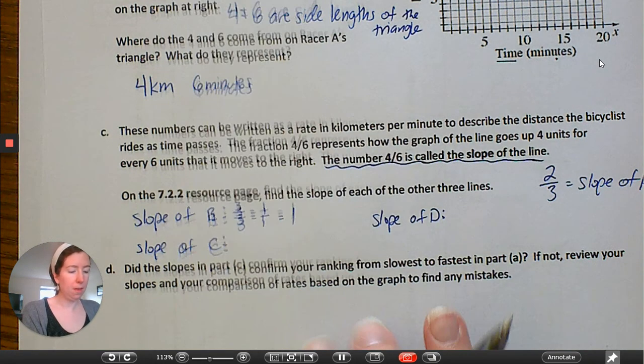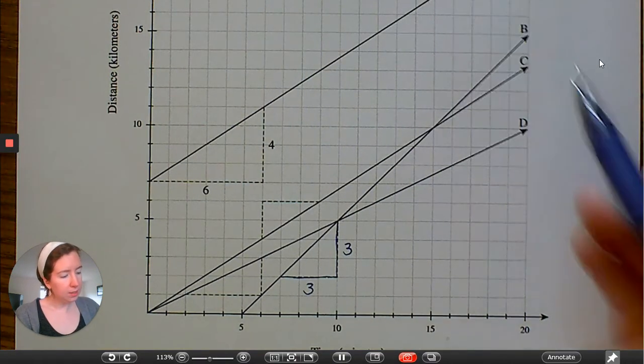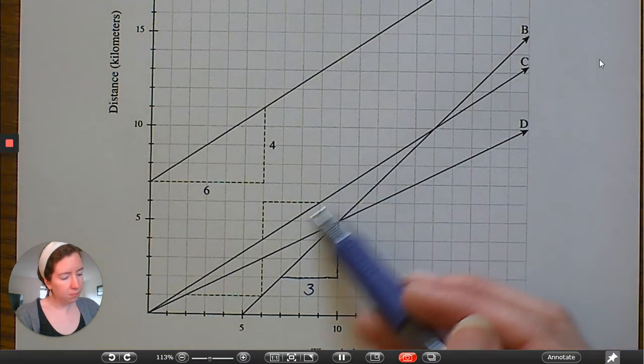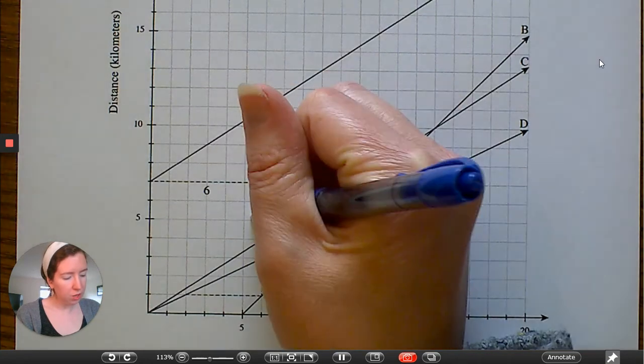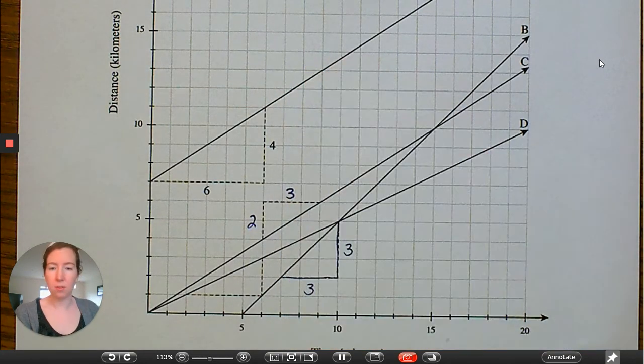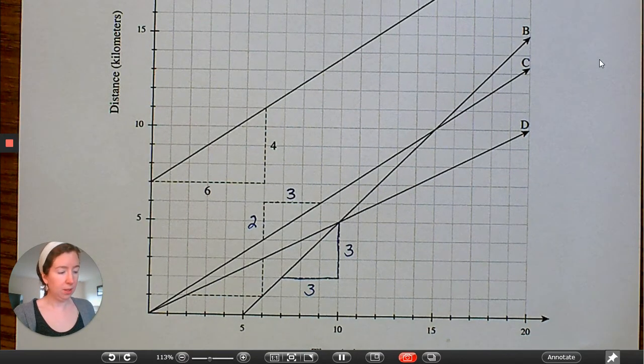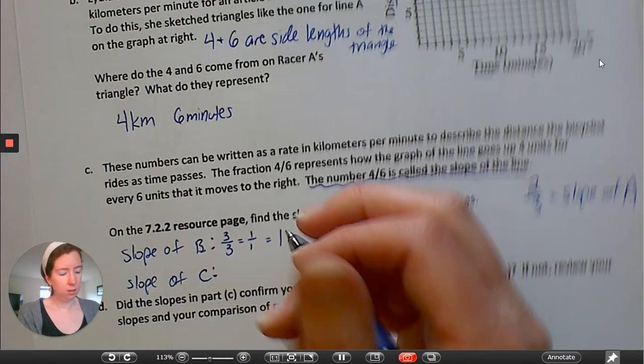Okay. Now for C, line C is here. So this is a vertical change of 2, a horizontal change of 3. And it's always going to be the vertical over the horizontal. We sometimes call it rise over run. That's something we say. So the slope of line C is going to be 2/3.